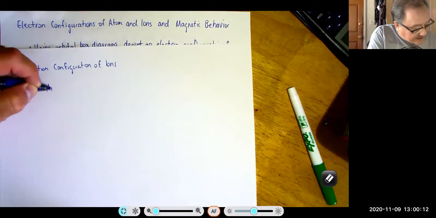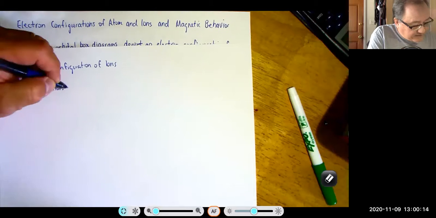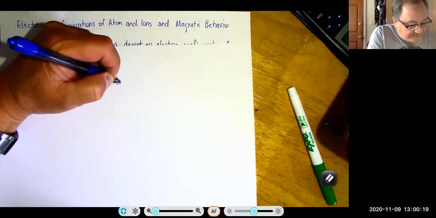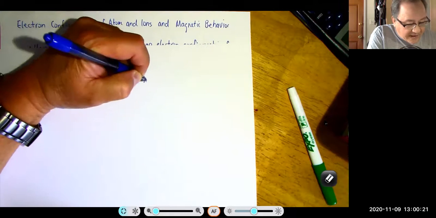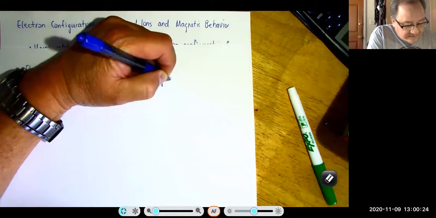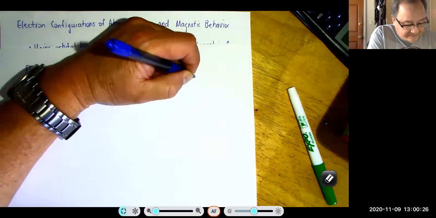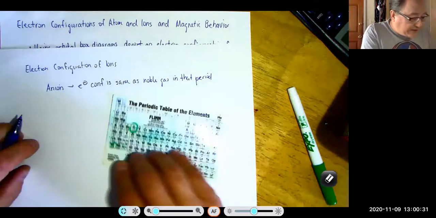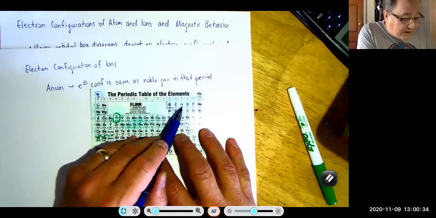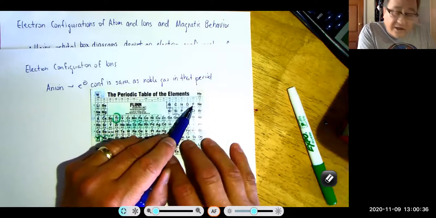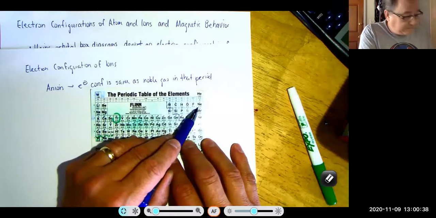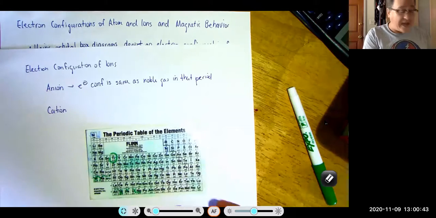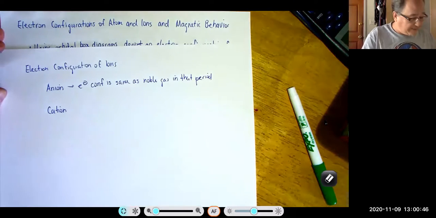If it is an anion, the electron configuration is the same as the noble gas in that period. So if we look at these anions, the oxide anion, the nitride anion, the fluoride anion, their electron configuration is the same as neon. So the anion is clearly really easy to do. It's the same as the noble gas in the same period.